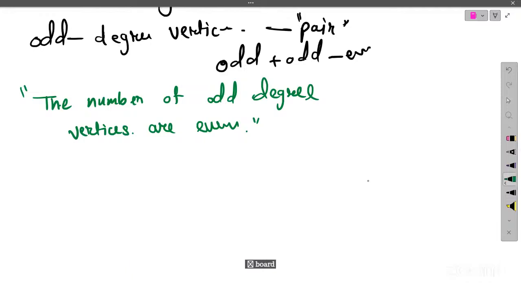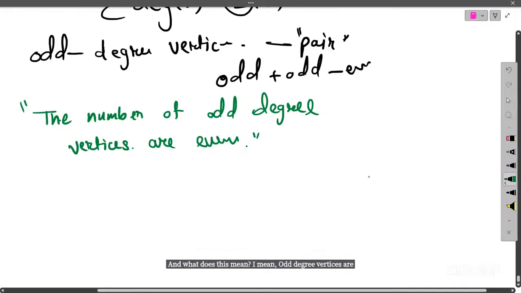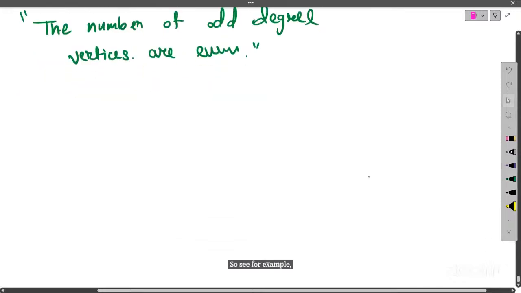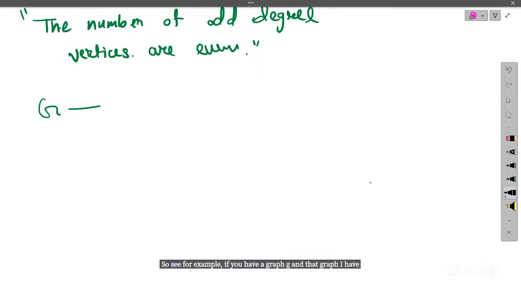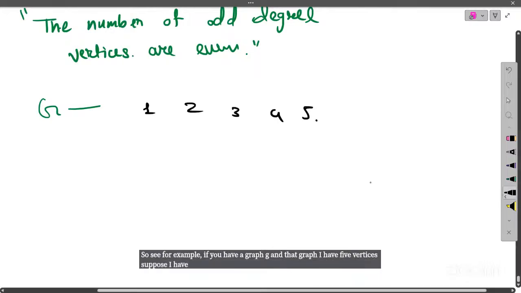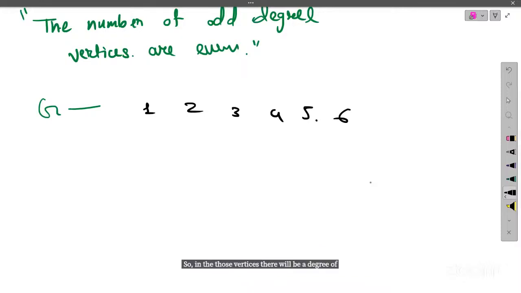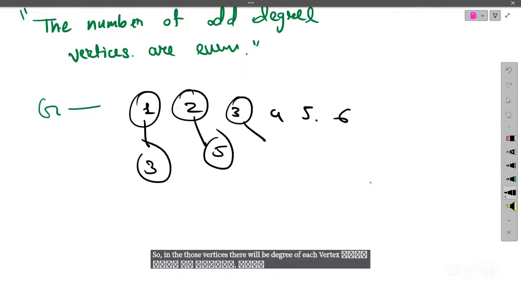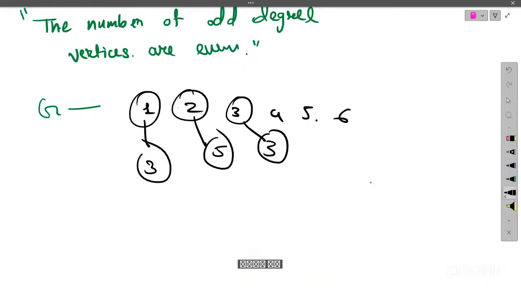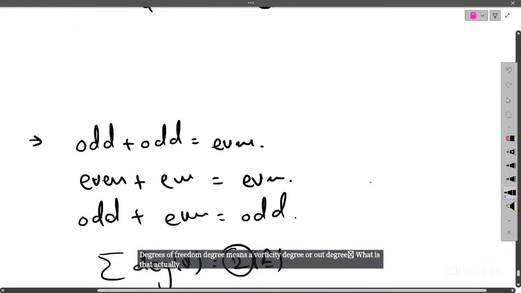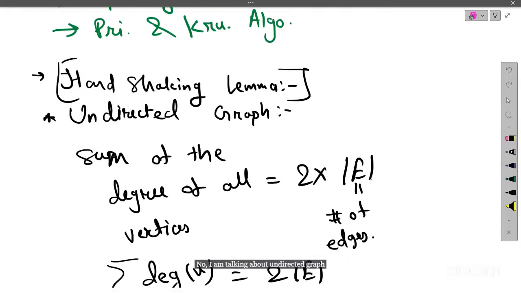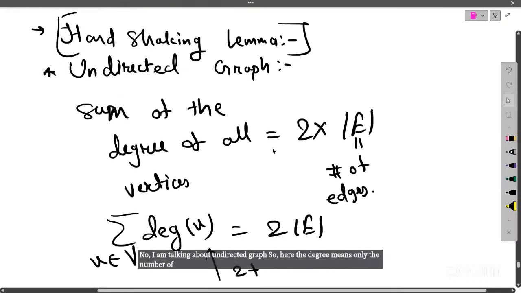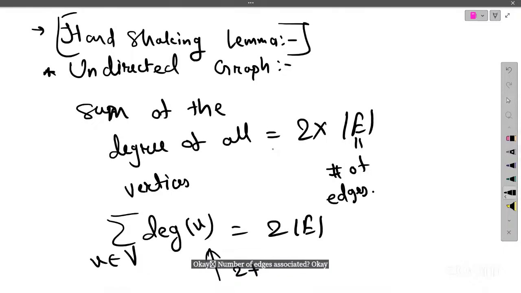What does this mean? I mean, odd degree vertices are even. See, for example, if we have a graph G, and in that graph I have 6 vertices. In those vertices, there will be a degree for each vertex, right? Suppose vertex number 1 has degree 3, vertex number 2 has degree 5, and vertex number 3 has some degree. Degree means what, in degree or out degree? No, I'm talking about an undirected graph. Here the degree means only the number of edges associated with that particular vertex.